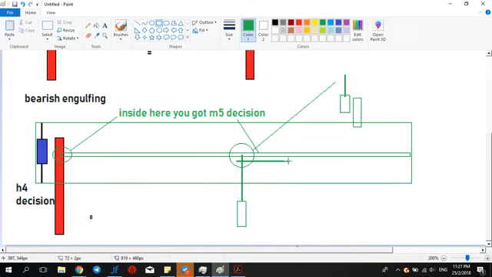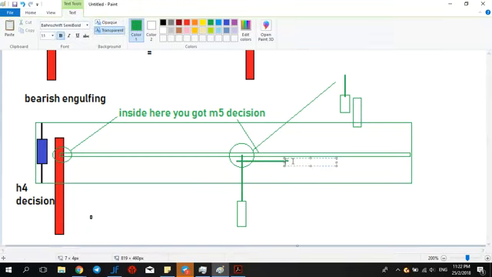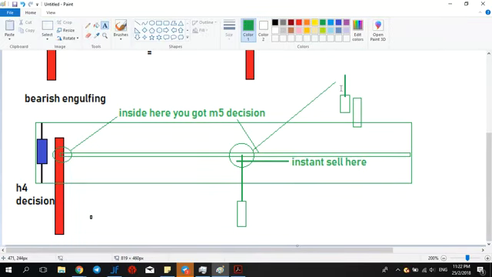For example, instant sell here. Why? Because the decision candle on your M5 already closed. The candle in M5 that you wait for rejection already closed, and you already opened a new candle. So you can go instant.